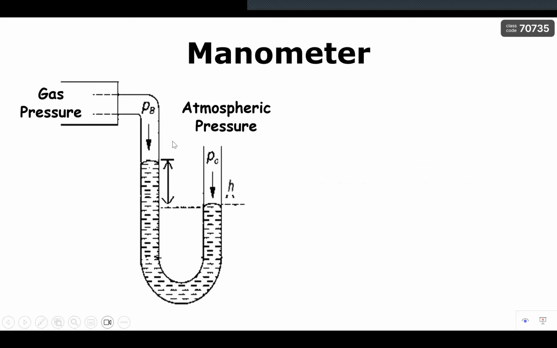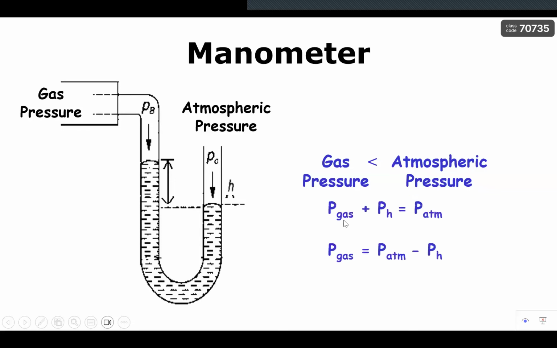Next, you will see that over here, my gas pressure is less than atmospheric pressure. My atmospheric pressure is pushing it down more. So the atmospheric pressure is greater than the gas pressure, greater by how much? Greater by this height, h. So over here, I need to find a common line where the pressure is the same, which is the lower line, this dotted line over here. So the pressure on the left-hand side is the gas pressure plus the pressure caused by the h.